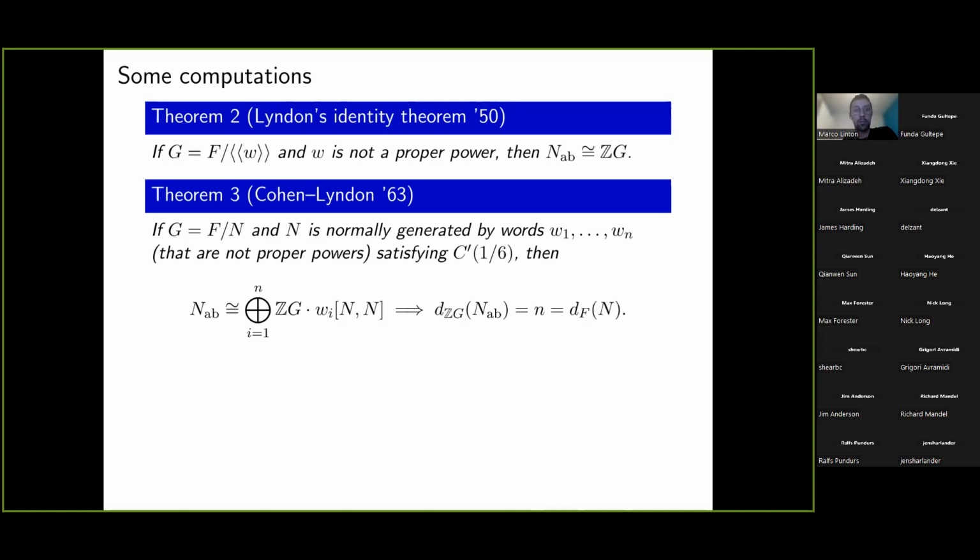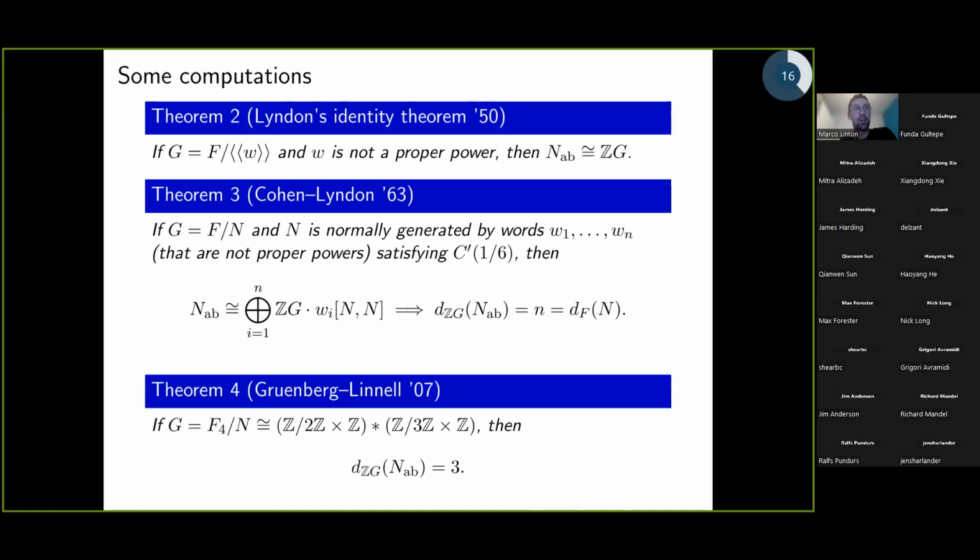And another computation which may be surprising, but maybe I led you to this, is this theorem of Grunewald and Linnell from 2007. So this is the Epstein group, which I mentioned at the beginning of the talk. They computed the smallest number of ZG generators needed for the relation module of this free product of two abelian groups, and it turns out to be 3. So we had our guess, which was 4, and the lower bound is now 3. So there's still some space in between these two.